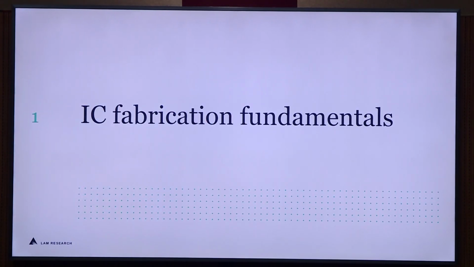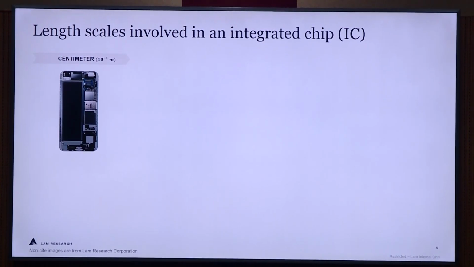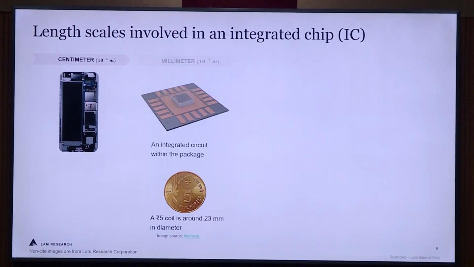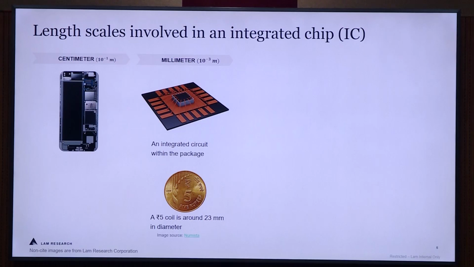So the first part is the IC fabrication fundamentals. I would like to give you a brief of the length scales. A mobile device is at the centimeter length scale. Then going to the chip level, it is a millimeter length scale, and all the LAM people are smiling because they have seen this slide several times. In the millimeter length scale, you can see the single chip, which is about the size of a coin, 23 millimeter, a 5 rupee coin.